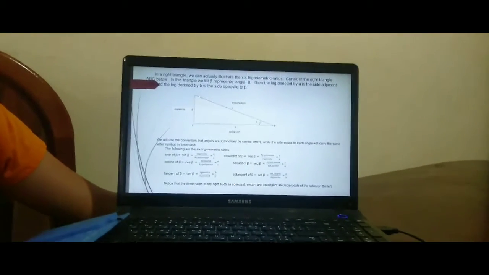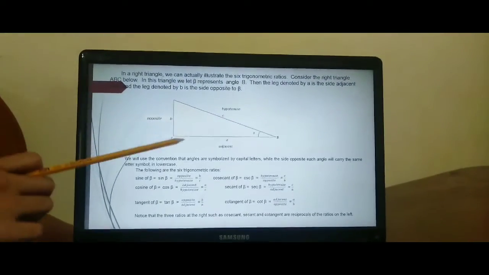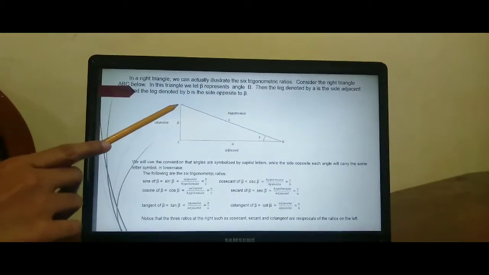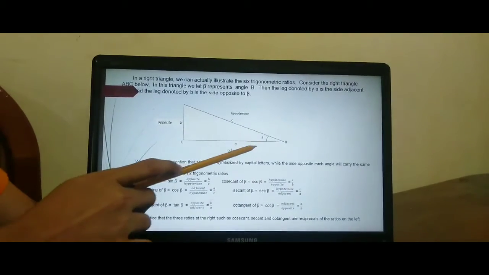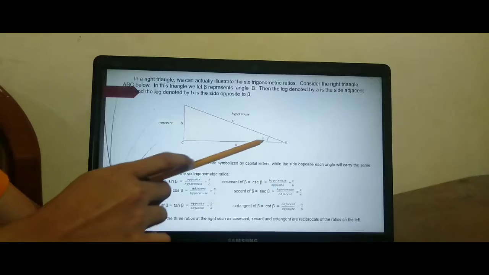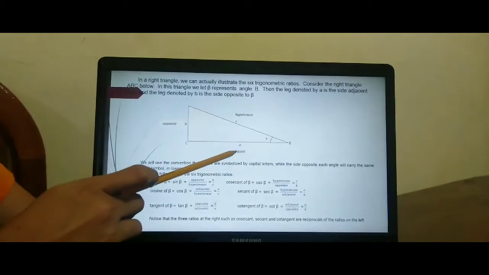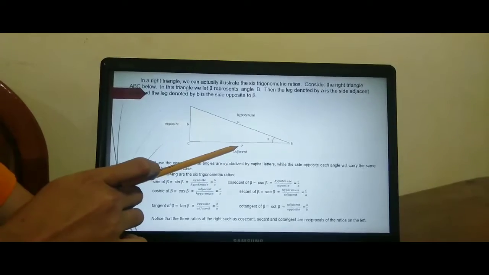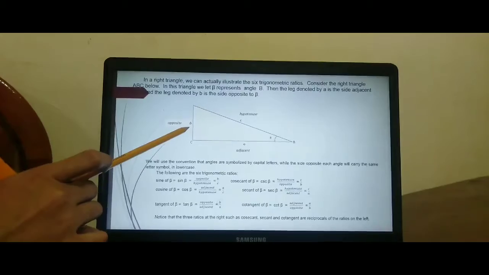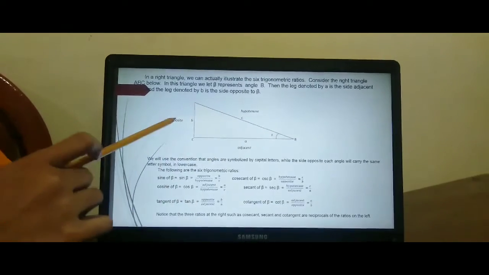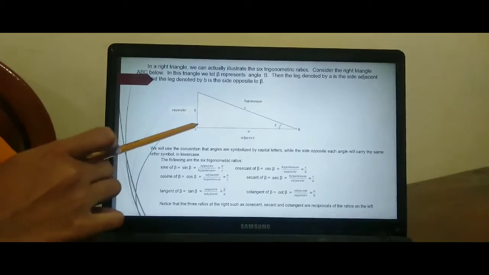In a right triangle, we can actually illustrate the 6 trigonometric ratios. Consider the right triangle ABC. In this triangle, we let theta represent the angle. Then the leg denoted by a is the side adjacent to theta, and the leg denoted by b is the side opposite to theta. Through this, we can illustrate the 6 trigonometric ratios.